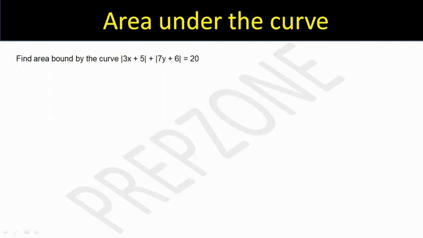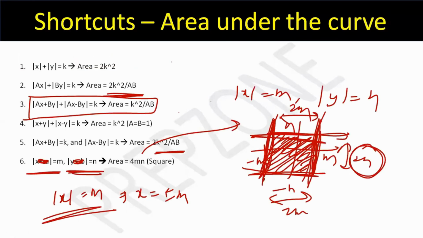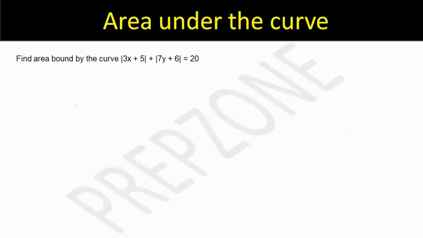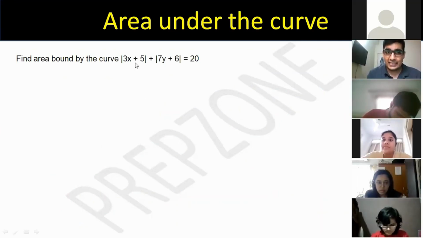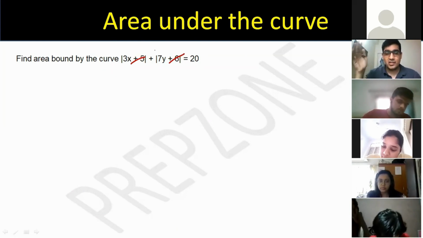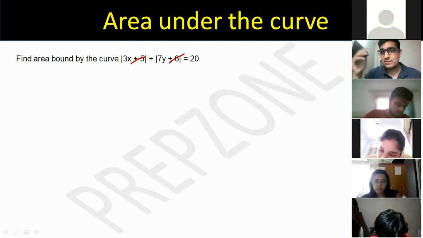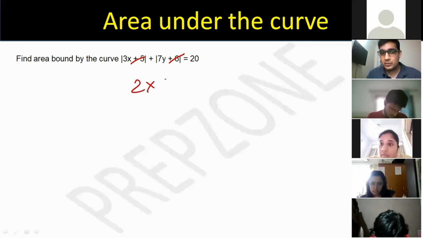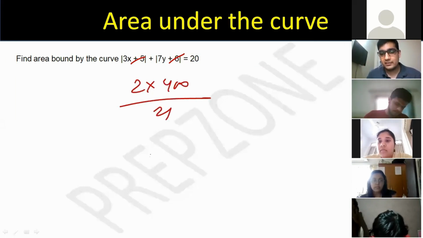One way to remember the formulas is it's always 2k square upon AB, except when you have these two things. Point number 3. Method will be, I can discard this plus 5, I can discard this plus 6 because it is just origin shifting. It is same as mod 3x plus mod 7y equals to 20, which is mod ax plus mod by equals to k. Direct formula 2k square upon AB, 2 into 400 by 21. 800 by 21 is the answer.